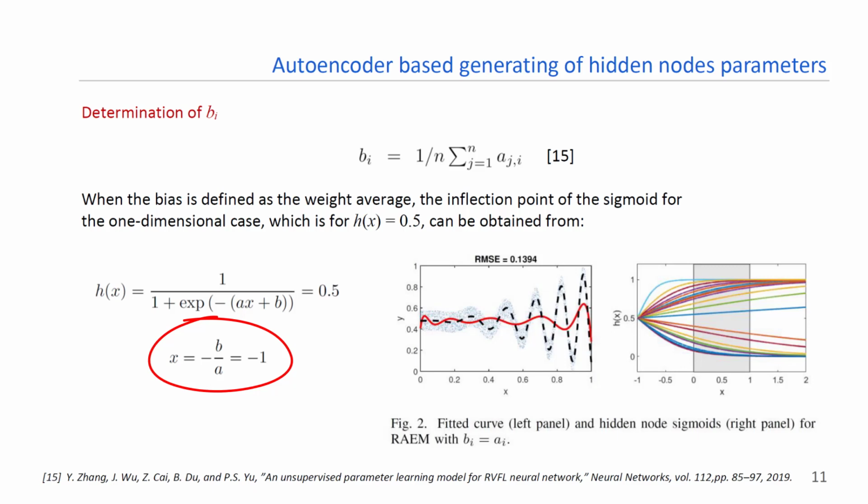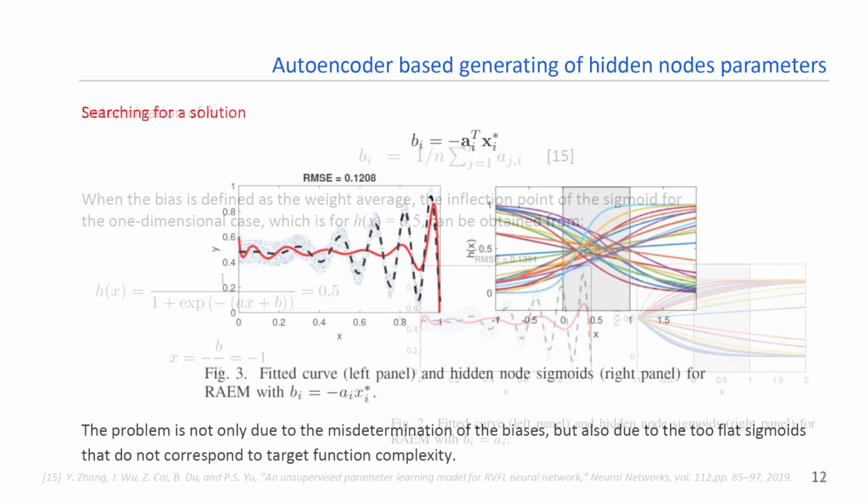We substituted a for b here. This case is shown in the figure. Note that the steepest fragments of the sigmoids, which are around the point x equal to -1, are far from the input interval. This interval includes many saturated fragments of the sigmoids, which results in poor fitting.